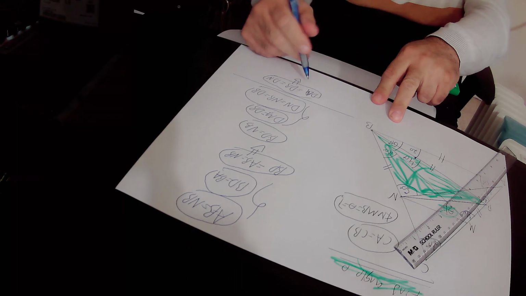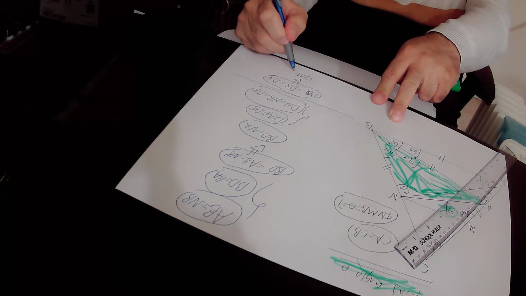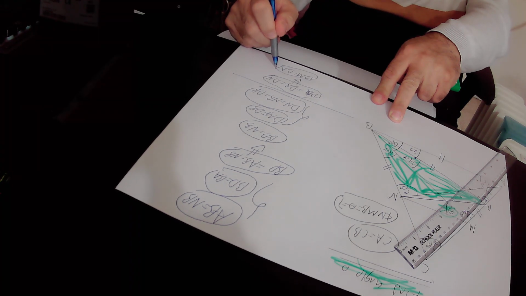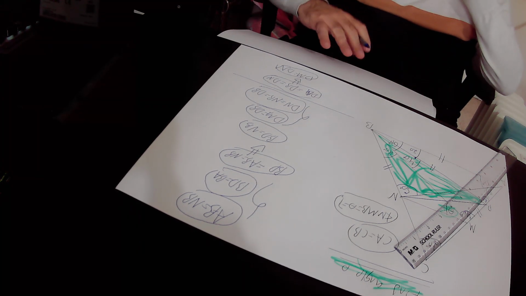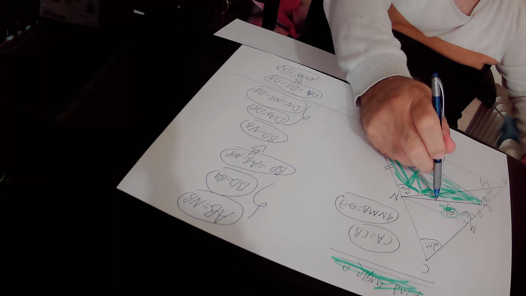Here, DM equals DN. Okay. Here, side DM equals side DN.